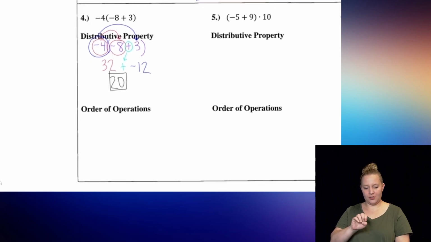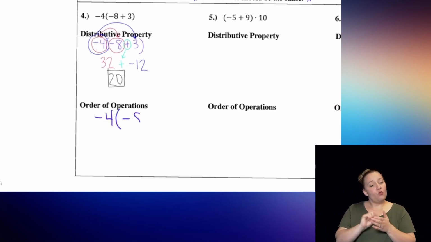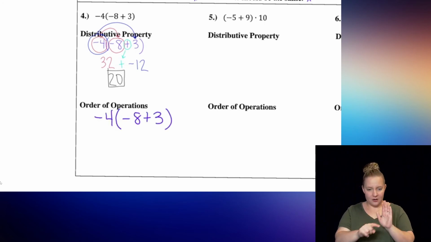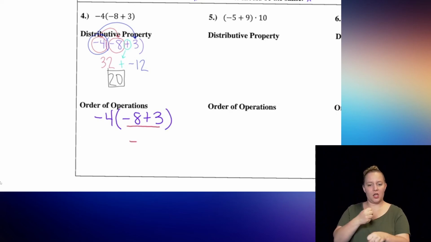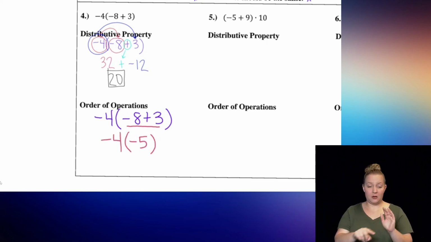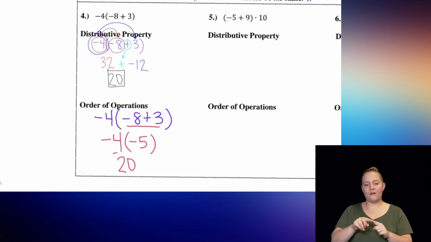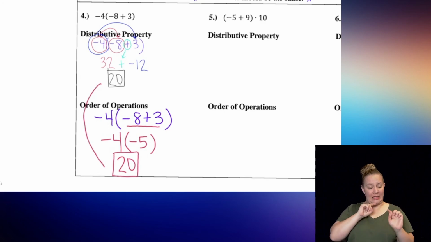Now you are going to solve that exact same question, but only this time using the order of operations. So again, rewrite our problem. Negative 4 parentheses negative 8 plus 3. Using the order of operations, which we did at the beginning of the year, you're going to take negative 8 plus 3. Negative 8 plus 3 is negative 5. Go ahead and bring everything else down. So I got negative 4 times negative 5. Negative times a negative is a positive. Final answer, 4 times 5 is 20. Notice, just like what we said, both of these answers end up being the exact same thing.